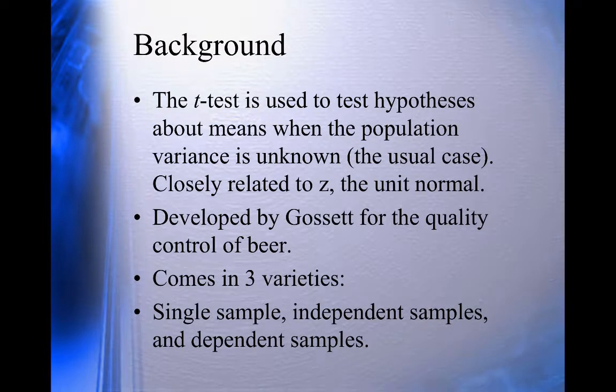Okay, so by way of background, the t-test is used to test hypotheses about means, when the population variance is unknown, and that's the usual case. The distribution of t is closely related to z, the unit normal. The t-test was developed by a guy named Gossett for quality control of beer. He was working for Guinness. The t-test comes in three varieties: the single sample, the independent samples, and the dependent samples t. So I'm going to show you examples of each of these.